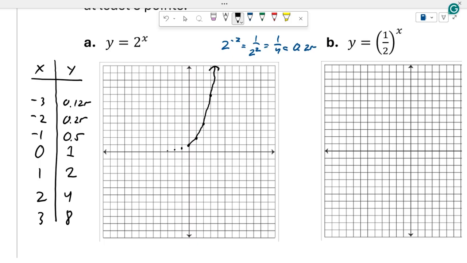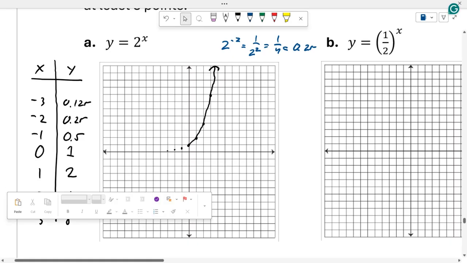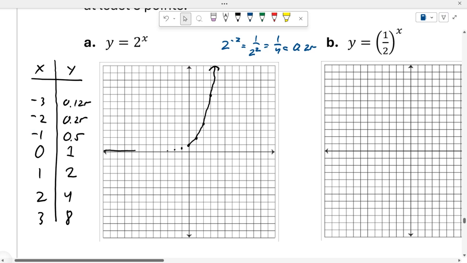2 to the million is some gigantic number, which means 1 over that is going to be really, really small. But it's going to be positive, and it's going to be above 0. So this graph is going to go right up against the x-axis, but it's never actually going to cross it. It's just going to get closer and closer to that x-axis without ever actually crossing it.